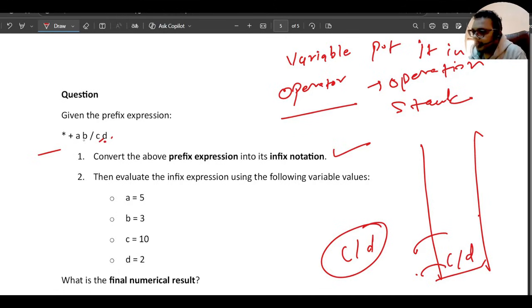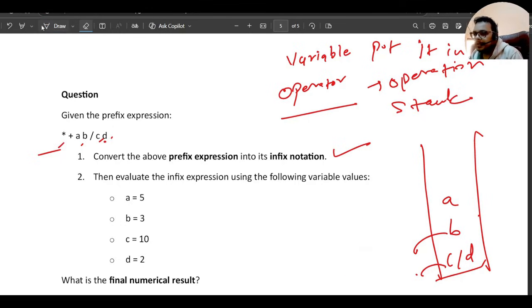Now we have B. B is a variable, so we will push B here. Then we have A here, so we will push A here. Now we again have an operator, plus. So we will pop out two variables, which are A and B. We will perform the operation, and we will push it again onto the stack. So A and B will be popped out, plus is there, so A plus B will be there. Okay. And we will push A plus B onto the stack. So it will look like this. Okay. So it will be A plus B.